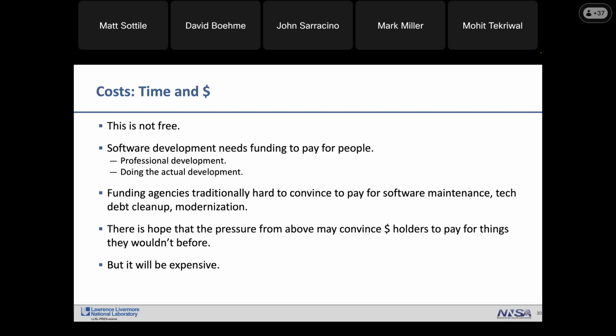The other thing is funding agencies are typically very difficult to get to pay for things. Software maintenance, technical debt cleanup, and modernization have been very hard to get funding agencies to pay for. My hope is that this pressure from above, well, that pressure is above our funding agencies as well, may motivate them to be a little bit more open to funding software maintenance and software quality work that they wouldn't have traditionally funded. But either way, this is going to be expensive.